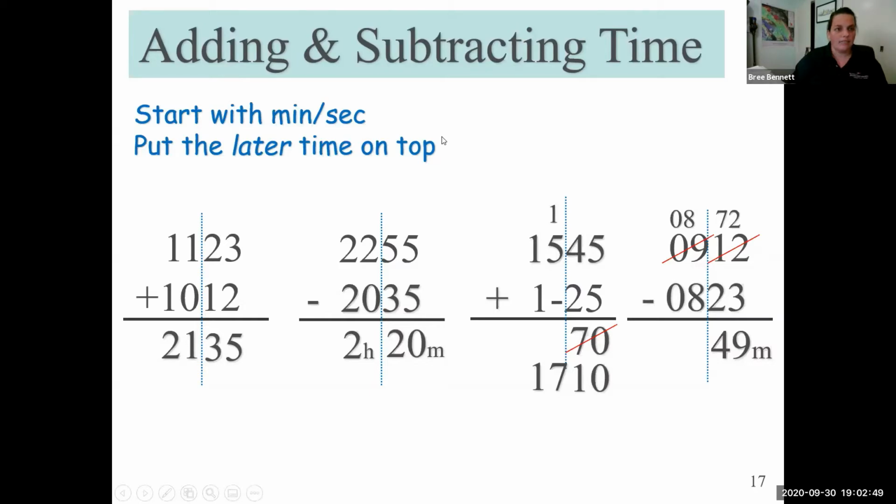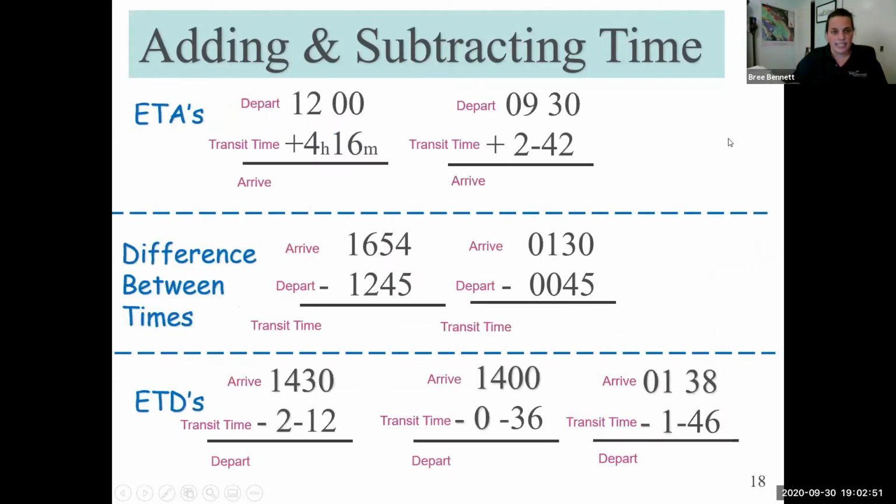Good. I'm glad you guys are doing good, because now I'm going to give you 10 minutes to do these questions by yourselves. So we have our ETAs. You depart at a certain time. You have your transit time. When are you going to get there? You have your difference between times, arrival, departure, how long did it take? Or if you want to arrive at a certain time, you know what your transit time is, when should you depart?